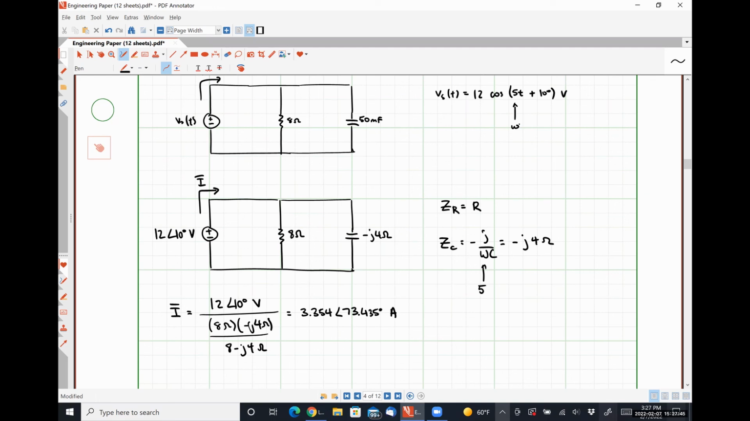Typically speaking, I say that ZC is 1 over j omega C, but that's still going to be the exact same thing as negative j4, which is identical to 4 angle negative 90 if you want to put it that way. I don't particularly have a preference as to whether you choose to express your quantities in polar form or rectangular form.